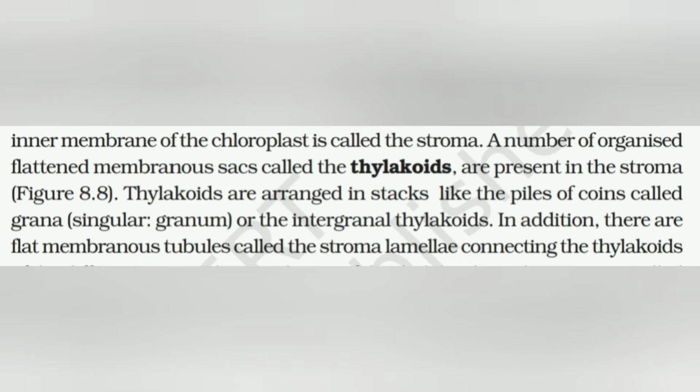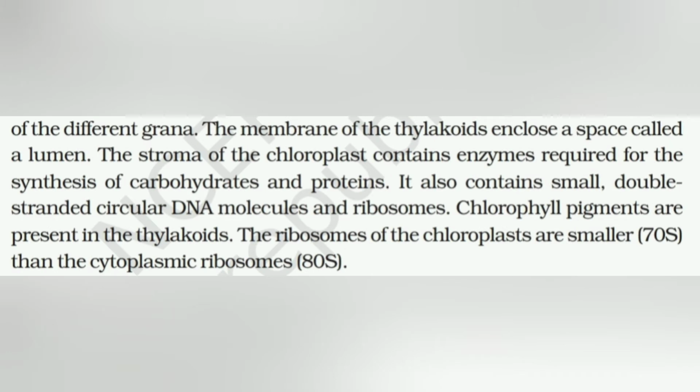Thylakoids are arranged in stacks like the piles of coins called grana. Each is known as a granum, or the intergranal thylakoids. In addition, there are flat membranous tubules called the stroma lamellae connecting the thylakoids of the different grana. The membrane of the thylakoids encloses a space known as lumen.